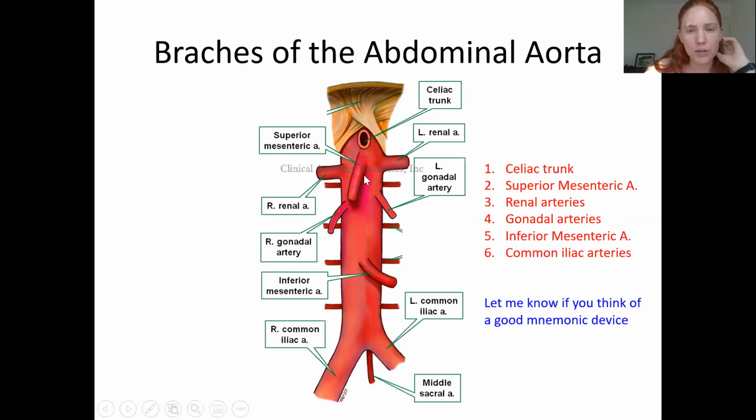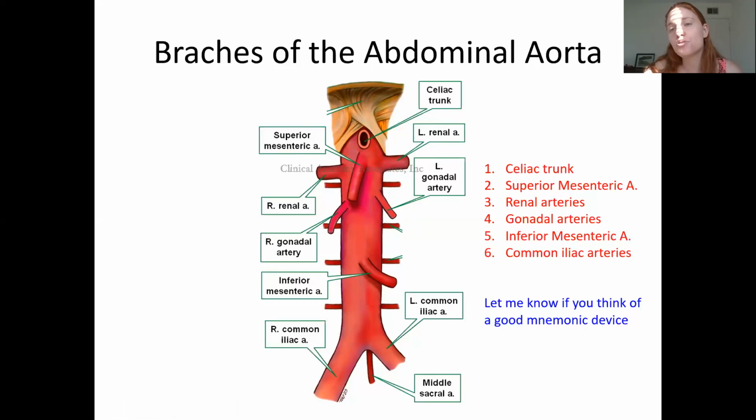The next one is going to be the superior mesenteric artery. Then we have the left and right renal arteries. What does renal mean? Renal means kidneys. Then we have the left and right gonadal, gonadal as in gonads.